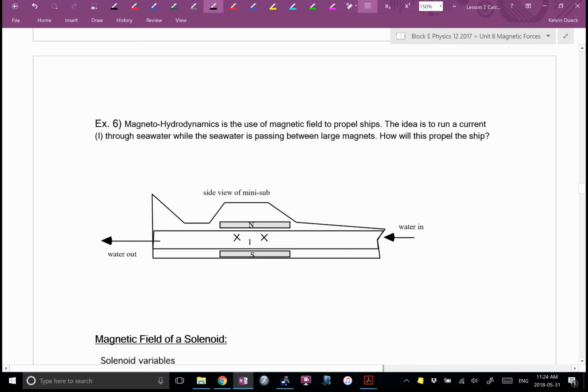Because seawater is so conductive, those positive charges are going to flow to the metal side of the submarine. The same way that if you dropped an extension cord in water, the current would flow through the water to the nearest metal. Okay? So the current, I, is flowing into the page. That's what those X's mean. But what's carrying the current is water molecules.